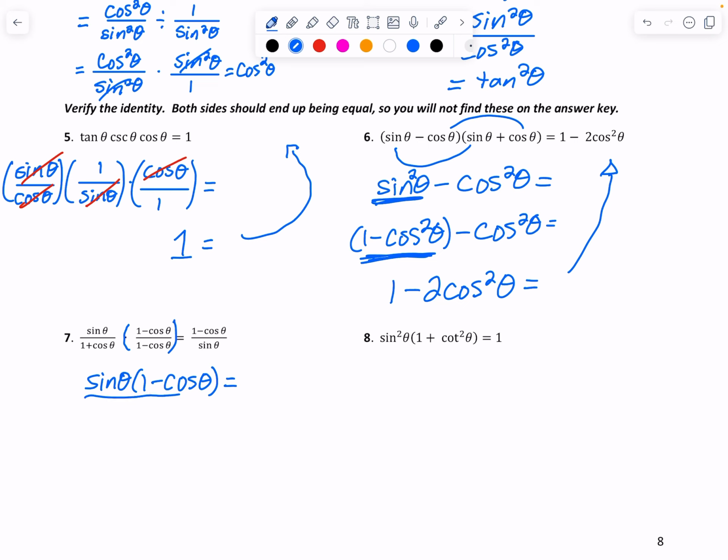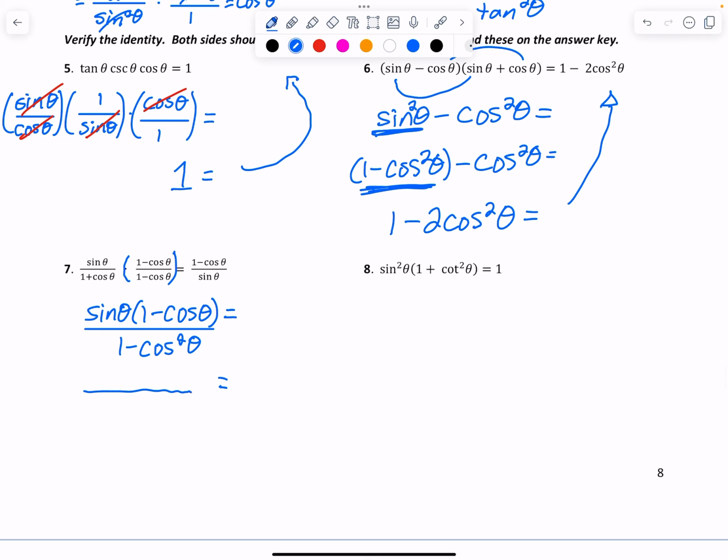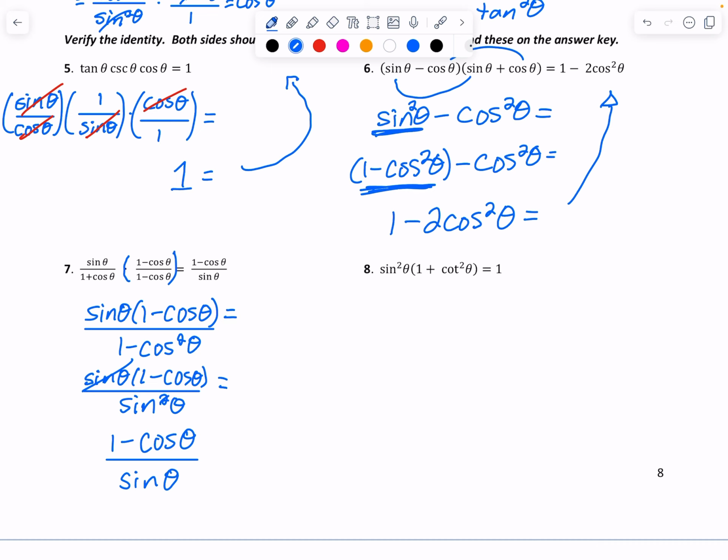Okay, and remember I'm trying to match. Okay, the bottom, the reason we do this is going to end up 1 minus cosine squared theta. The middle terms are going to cancel out. Notice I'm showing all my steps. Okay, the next line, I'm not going to multiply the top out, and this is the reason. Right, that stays the same. The bottom, though, is an identity. Right, it's equal to sine squared theta. Notice one of those will cancel with one of these, leaving me with 1 minus cosine theta all over sine theta.